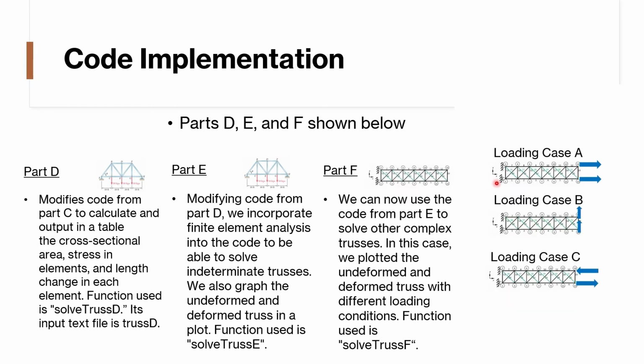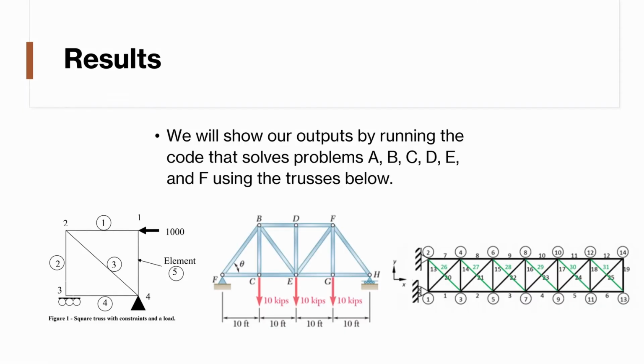Part F uses the function solve_truss_f. There's 3 loading cases we look at in part F, which are shown on the right side. For each loading condition, we use code to plot the deformed and undeformed truss and output the displacements and stresses. Alright, so for the results, we will show our outputs by running the code that solves problems A, B, C, D, E, and F using the trusses below.